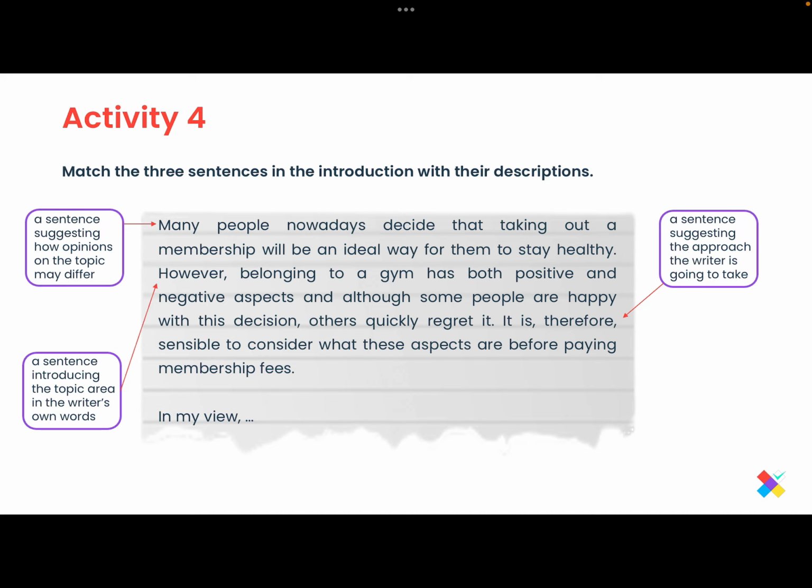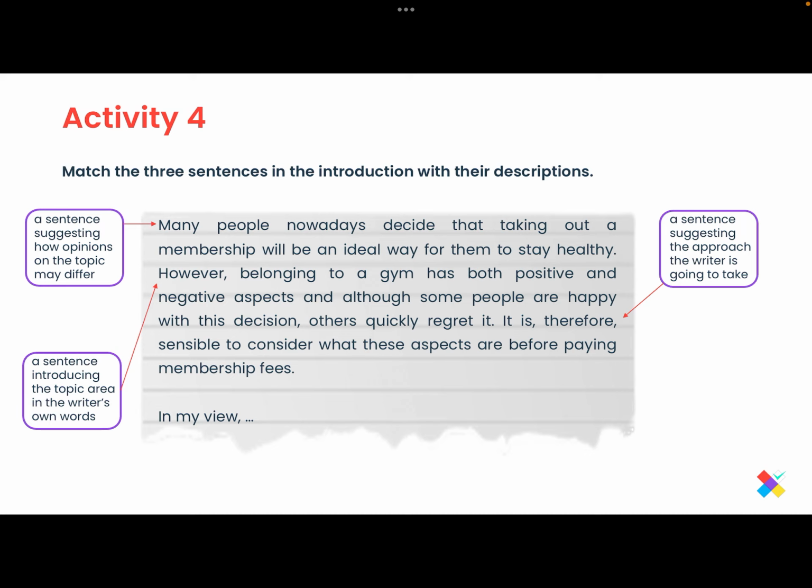And then, of course, the last one suggesting the approach the writer is going to take, meaning it's sensible to consider what these aspects are before paying membership fees, meaning I'm going to talk about both advantages and disadvantages, and then I'm going to make an educated judgment. I'm going to decide which one, in my opinion, because it asks me, do you think, which ones I think outweighs the advantages or disadvantages.